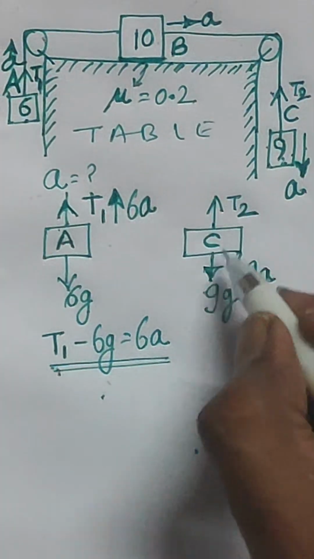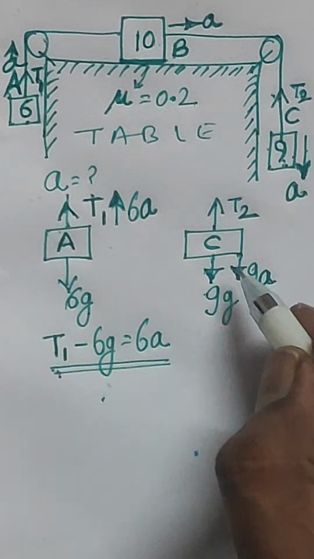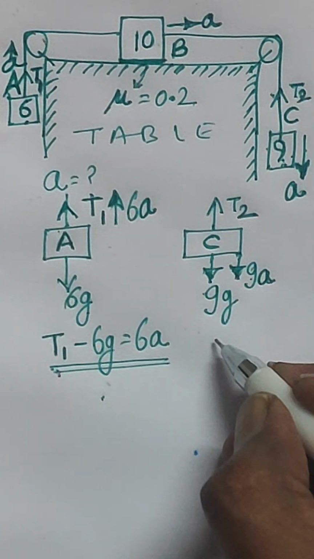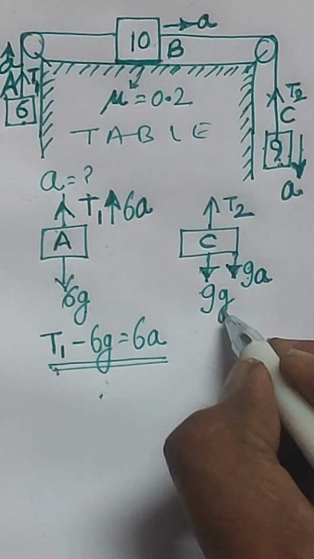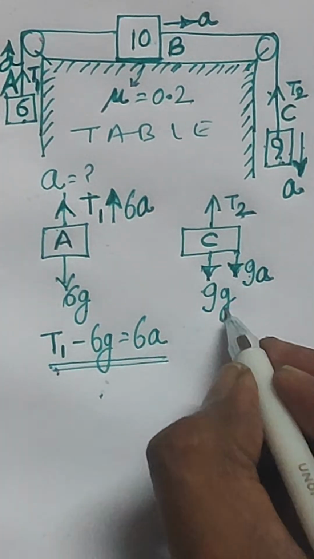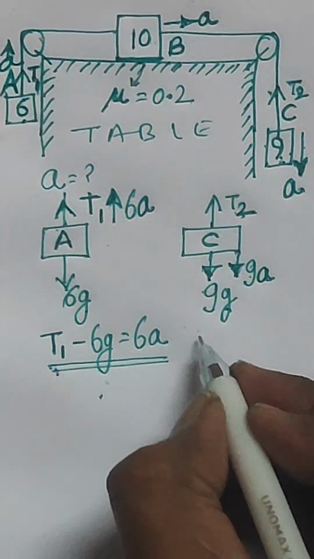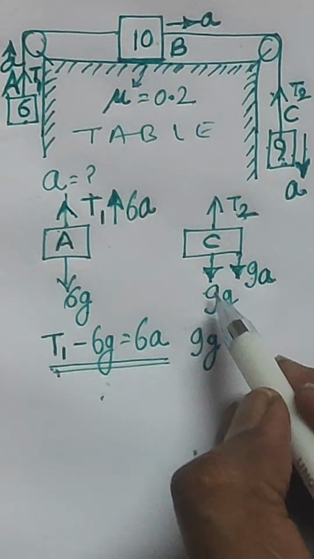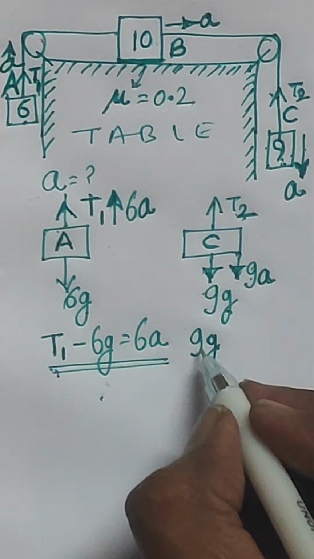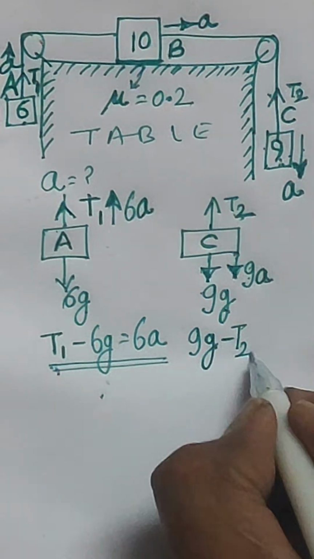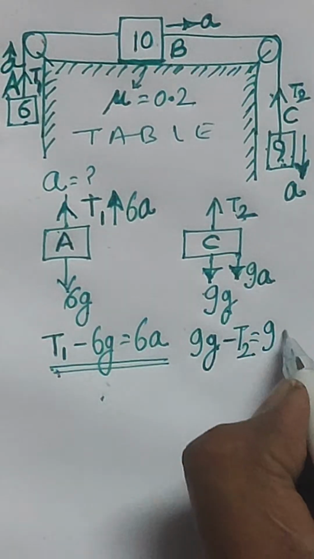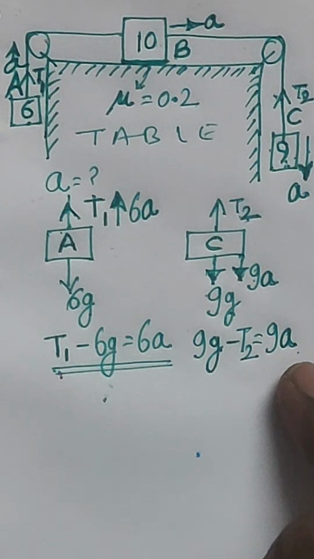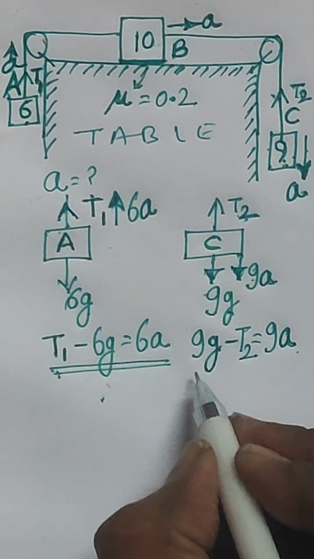What is the equation derived from here? Since the mass is moving downward, 9g is greater than T2. This is the main fundamental we need to understand. So T2 is subtracted from 9g, and we get the net force F equal to ma. So 9g minus T2 equals 9a is another equation.